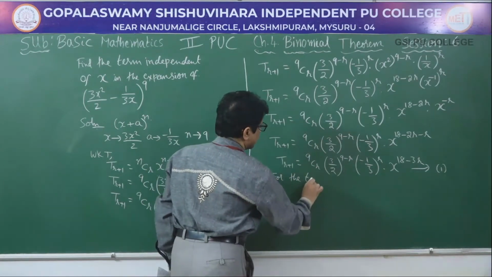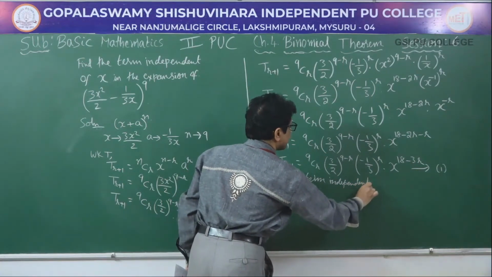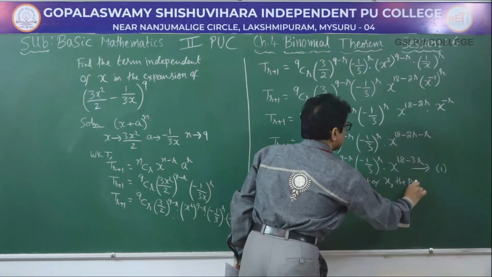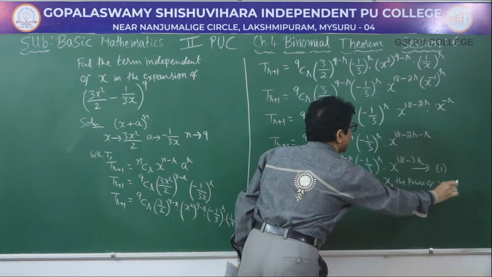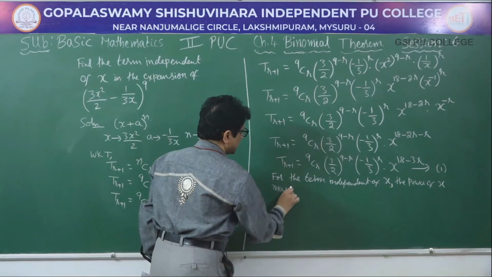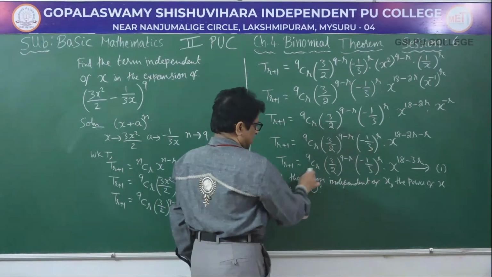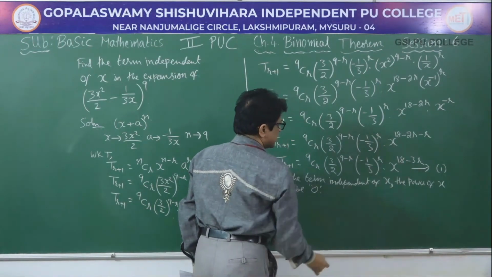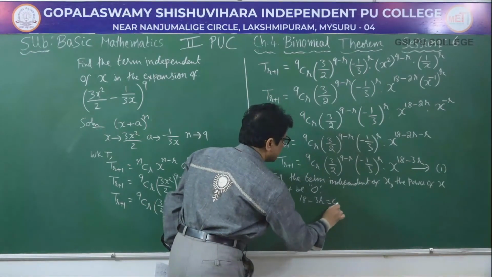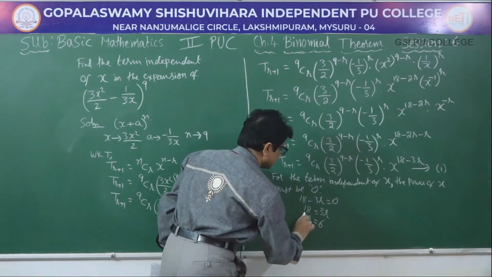For the term independent of x, the power of x must be 0. In equation 1, the power of x is 18 minus 3r. So 18 minus 3r will be equal to 0. So 18 will be equal to 3r and r is equal to 6.